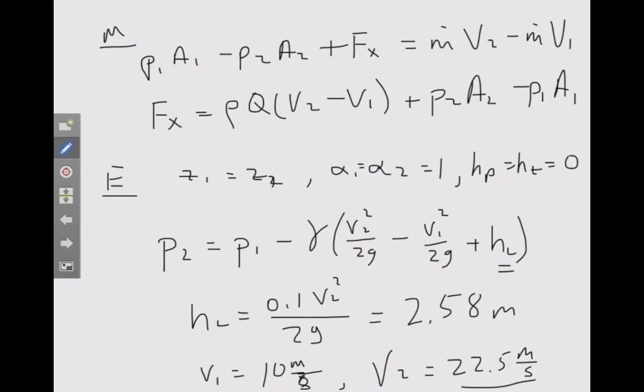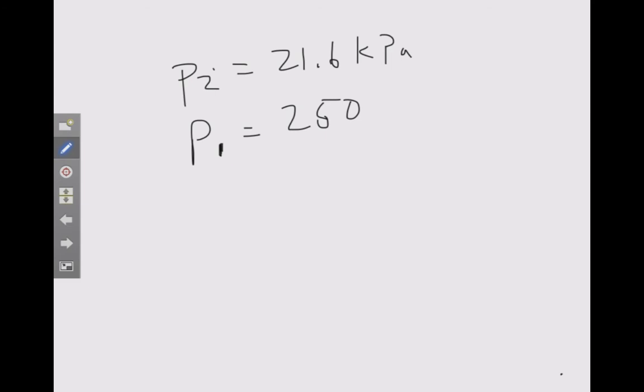But of course, now we can use that to plug into this equation here to get the pressure. And when we do that, it turns out the pressure at point 2 is 21.6 kilopascals. And remember, we were given the pressure at point 1 in the statement of the problem, that was a pressurized pipe with 250 kilopascals at P1.